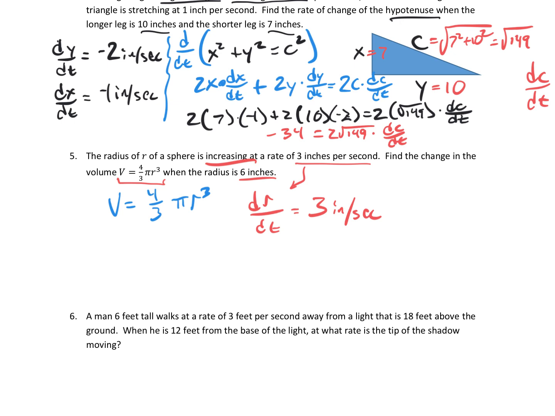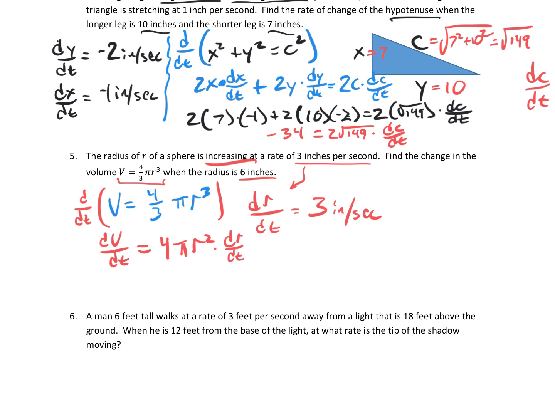So let's go ahead and get our derivatives in here. We need to take the derivative with respect to time. So we have dV/dt equals, now we've got to do the outside first, the derivative with respect to r first. So drop the 3 down. 4/3 times 3 is 4 pi r squared. And then we're going to multiply that by the derivative of the inside, dr/dt.